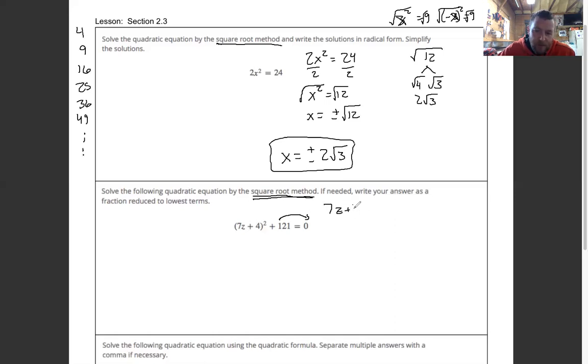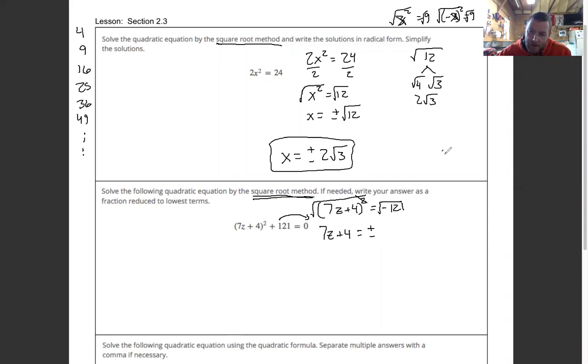So I'm going to have 7z plus 4 squared is equal to negative 121. What I need to do is get rid of this square, so I'm going to square root that. If it was a cube, I would cube root it. If it was to the fourth, I would fourth root it, whatever. So I square rooted that, the square goes away, and I'm left with 7z plus 4 is equal to, again, when I get rid of the square, I have to put plus or minus, and then the square root of negative 121.